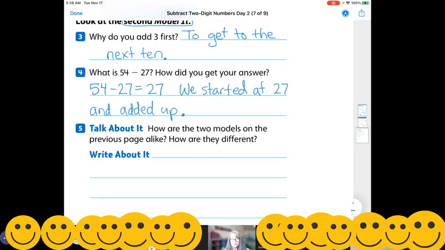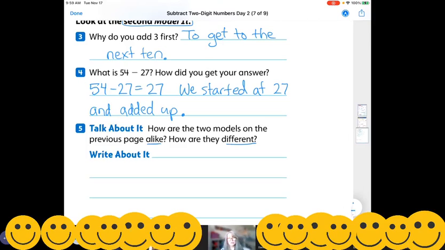Don't worry if you don't get everything written down. You will have a video to watch, so don't worry about it. It says, how are the 2 models on the previous page alike and how are they different? Whenever we have a question like that, we have to explain how they're the same and how they're different. We can't just say that they're the same and stop there, or just say how they're different and stop there. We have to tell both things, okay?